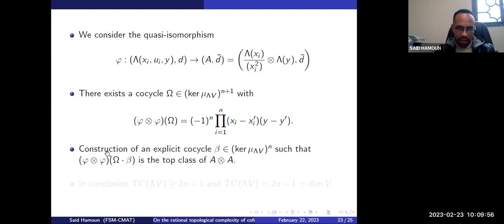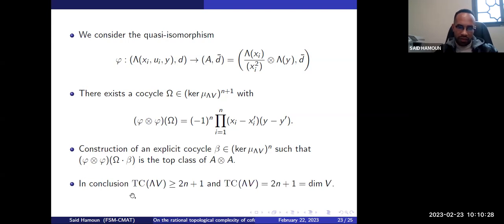And in this case, instead of considering the length L, we construct in an explicit manner the expression of a cocycle beta, which is in the kernel of mu lambda V to the power n, and satisfying its product by omega represents the top class of lambda V tensor lambda V. And we can prove this by using the quasi-isomorphism phi tensor phi.